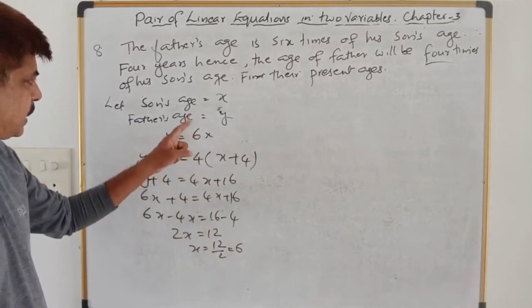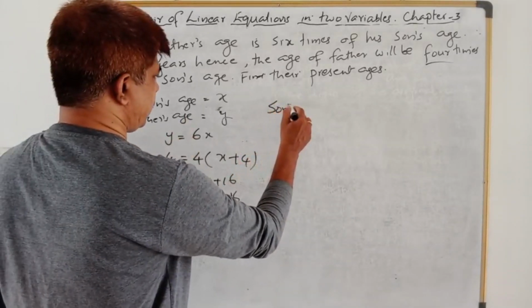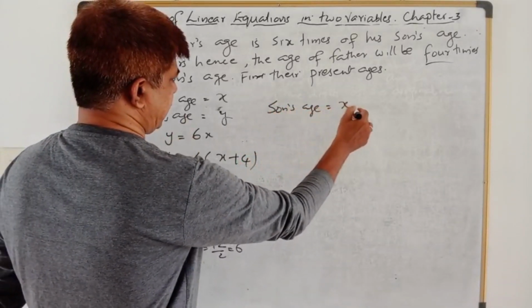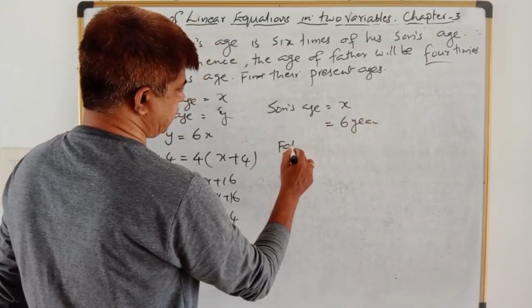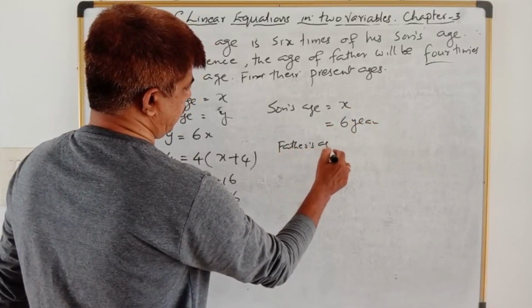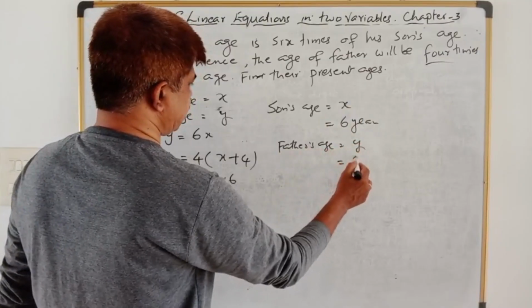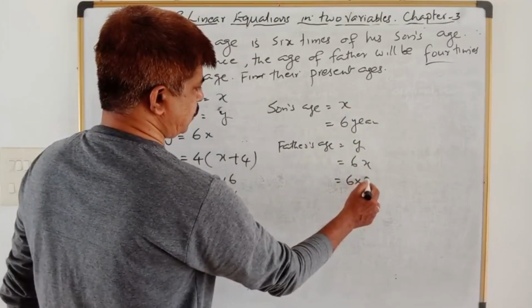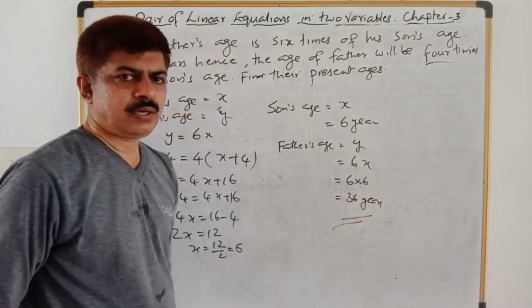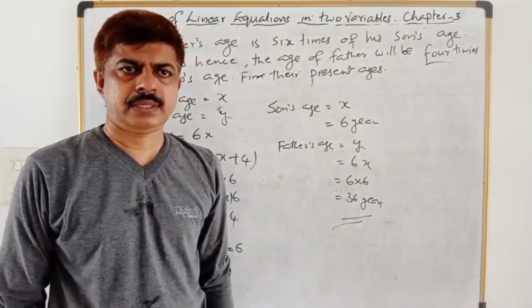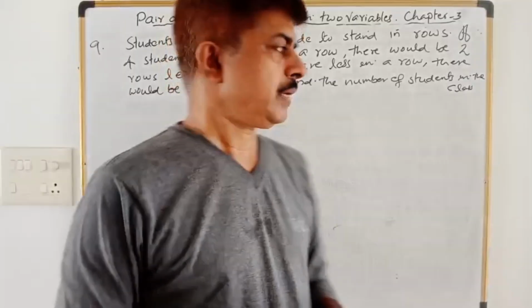Whose age is taken as x? The son's age, we have taken x years. So the son is 6 years old. Father's age, we have taken y, and y is actually 6x. So 6 into 6, the father is 36 years old. Clear now? Okay, this is our 9th question.